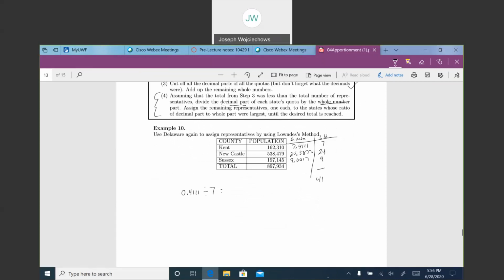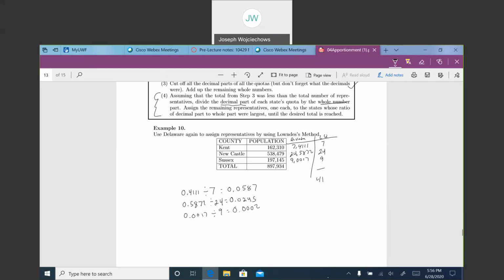And this will give us 0.0587. And then we're going to divide our 0.5872 by 24 for Newcastle, and that's going to give us 0.0245. Then the last one is the 0.0017 divided by 9, and that gives us 0.0002.